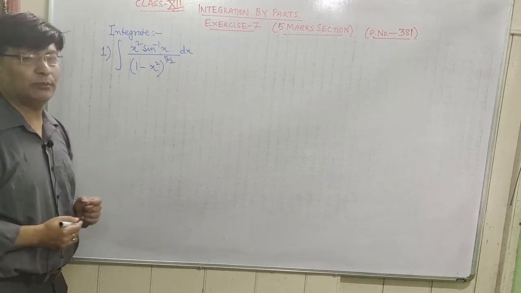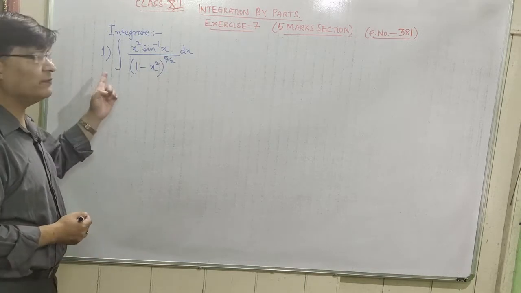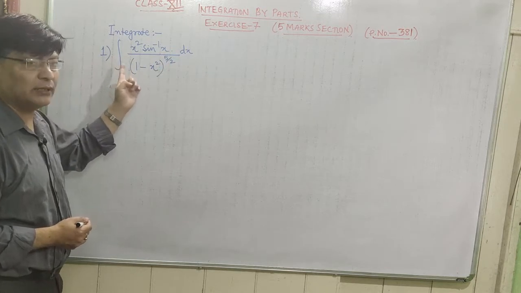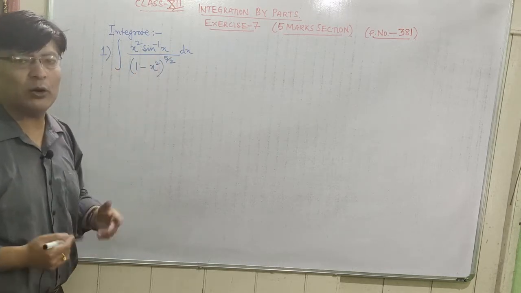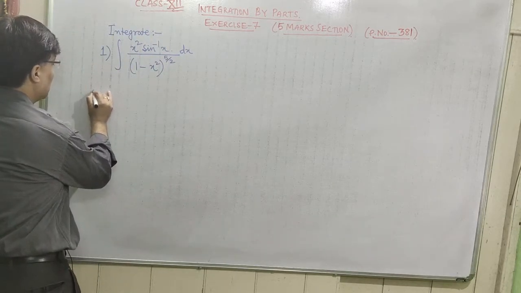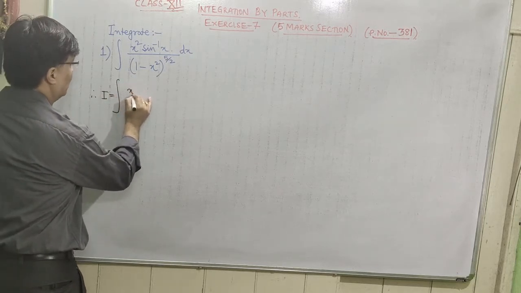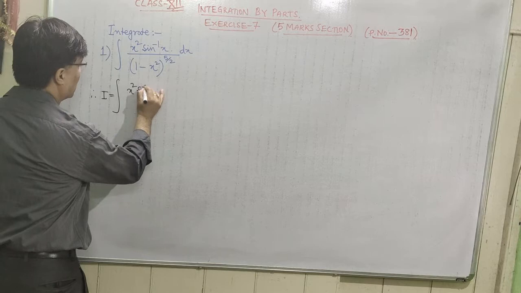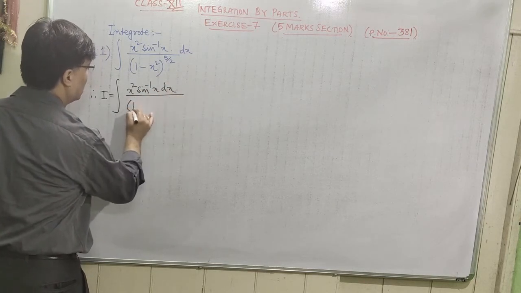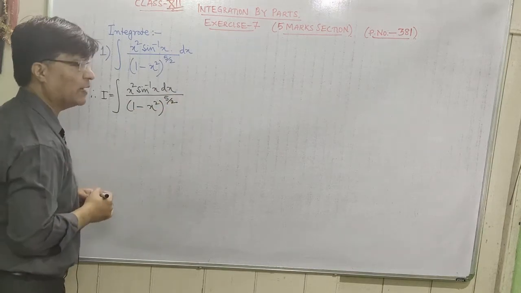So let's do question number 1. Let us integrate this function. It is given: integral of x square sin inverse x dx divided by (1 minus x square) whole to the power 5 by 2. So let us integrate it. First of all, let us write I is equal to the integration of x square sin inverse x dx divided by (1 minus x square) whole to the power 5 by 2.